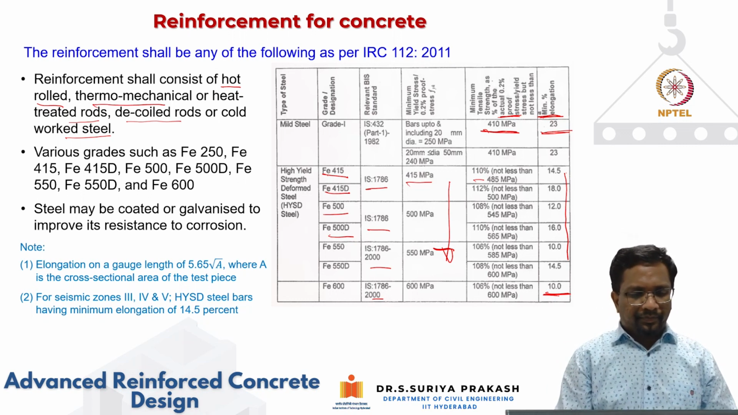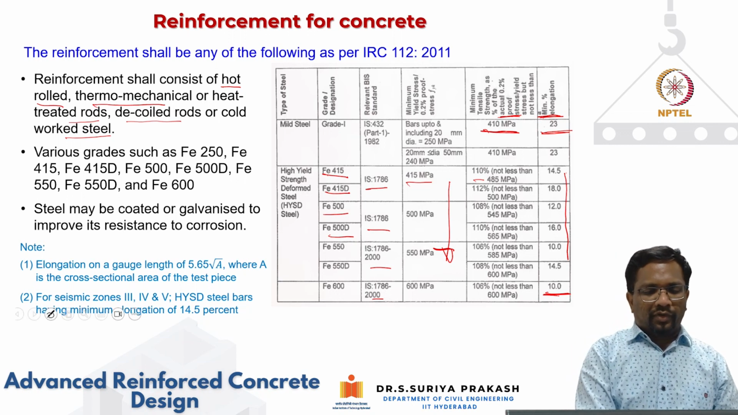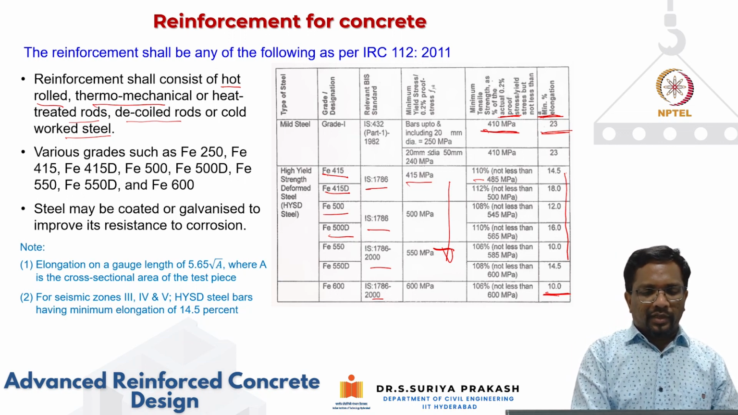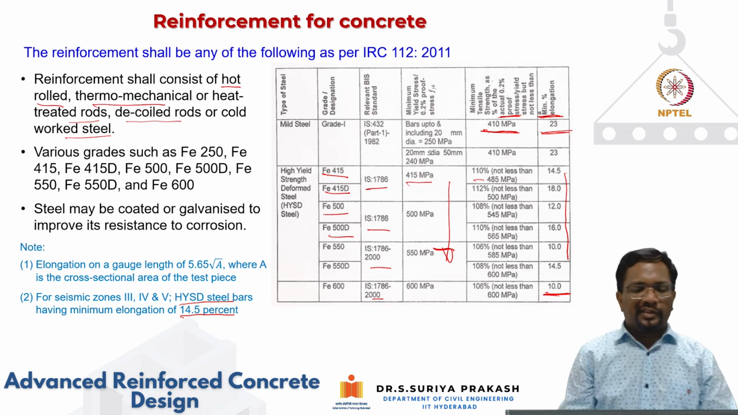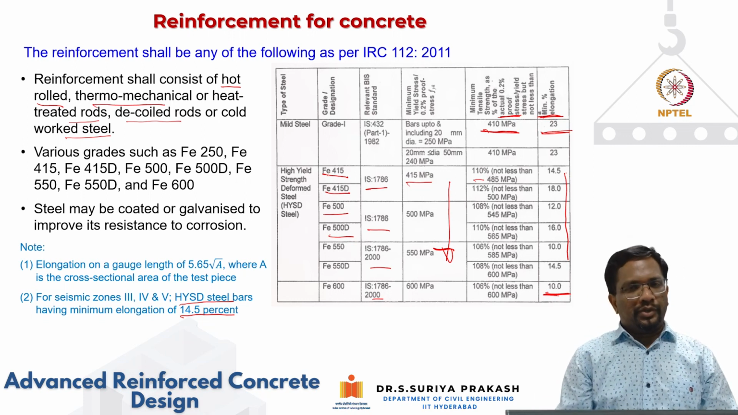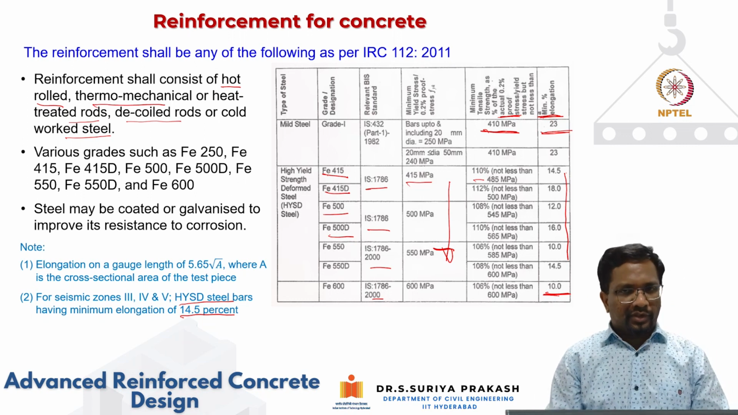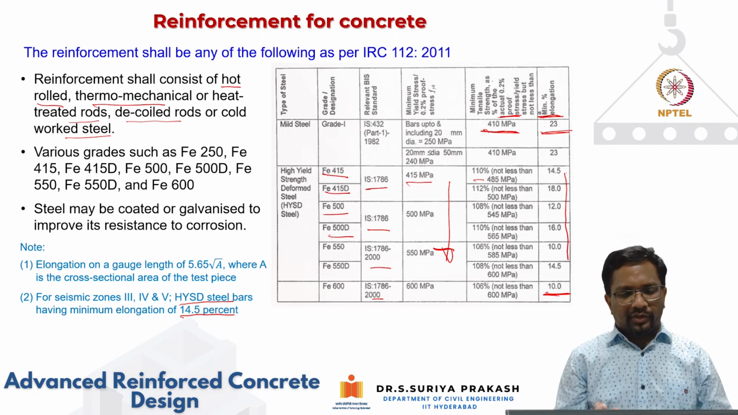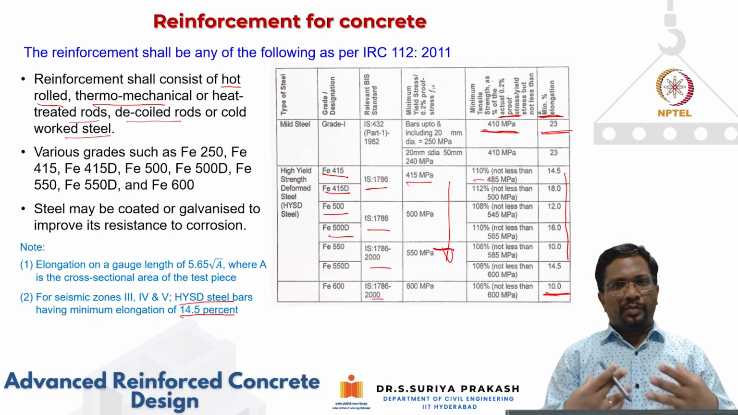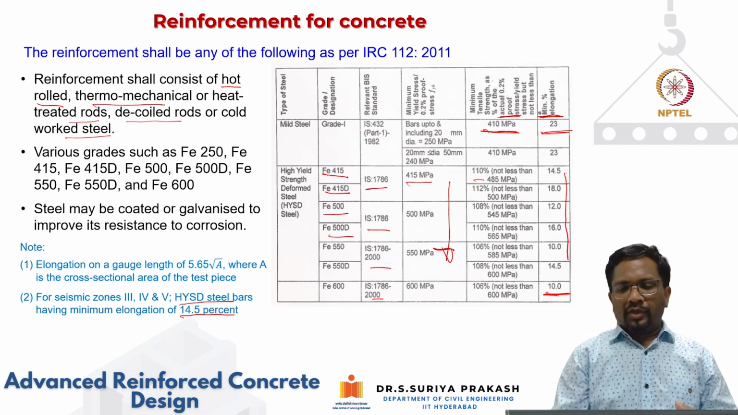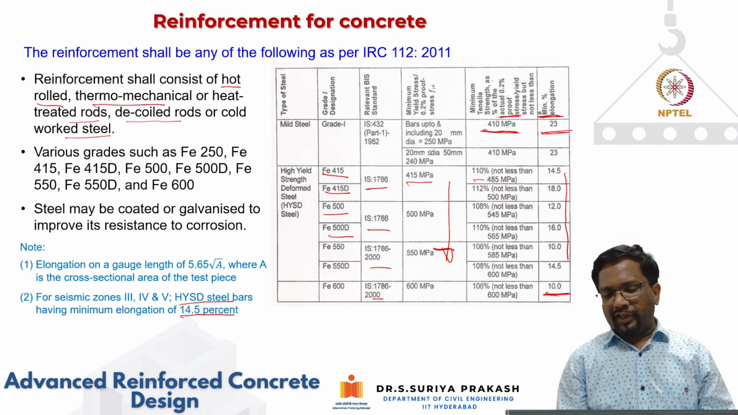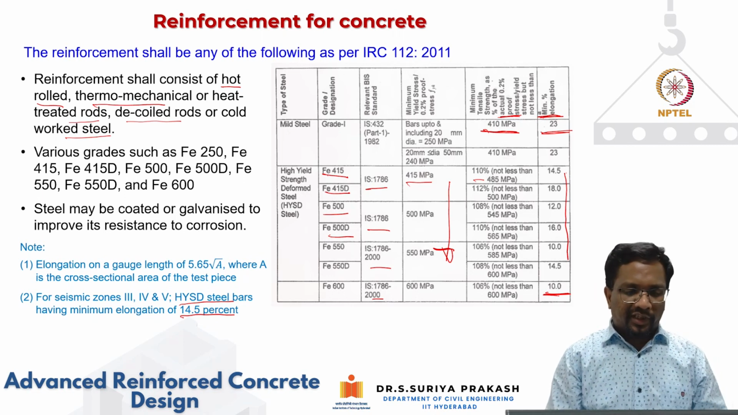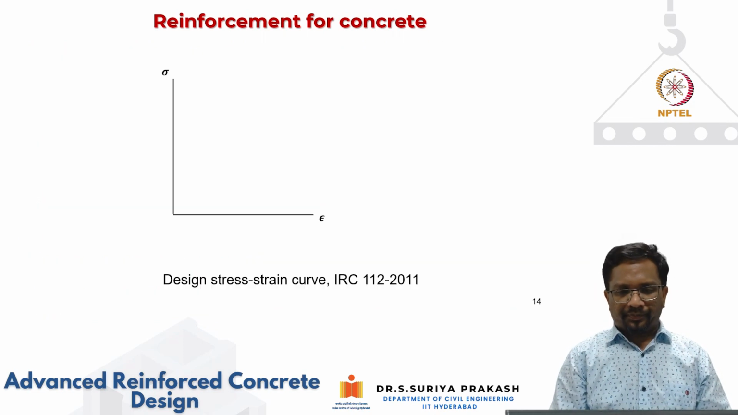Right. And for seismic zones 3, 4, and 5, the code is saying that high strength steel should have a minimum elongation of 14.5 percent. So if you are using steel in seismic zones 3, 4, and 5, you should have minimum elongation to satisfy the ductility requirements. Because for earthquake design, we need to dissipate the energy that is induced into the system. So yielding is one way where you can really dissipate a lot of energy. That's why the steel rebars for seismic application should satisfy some minimum elongation.